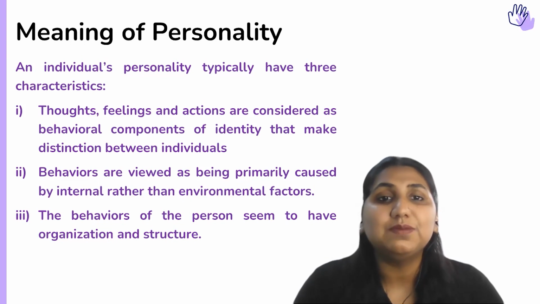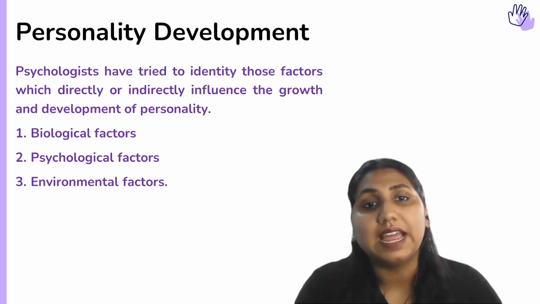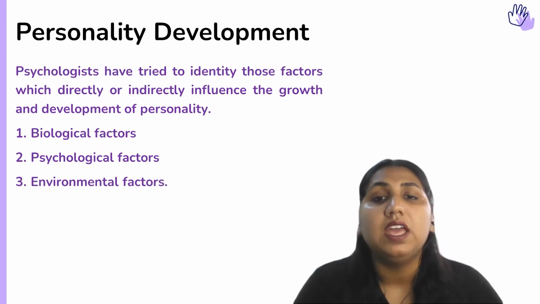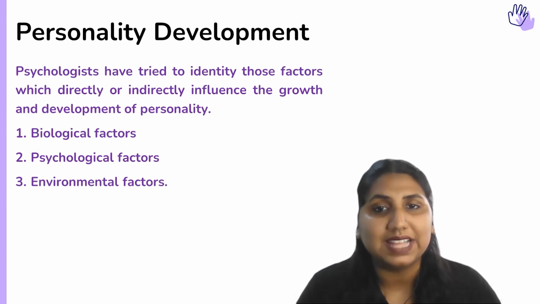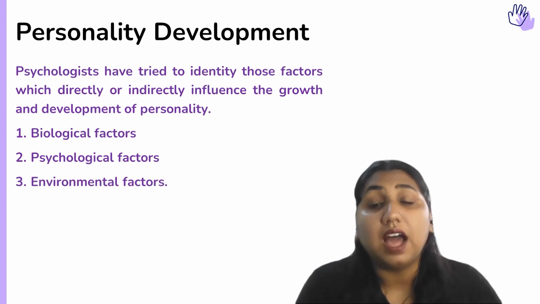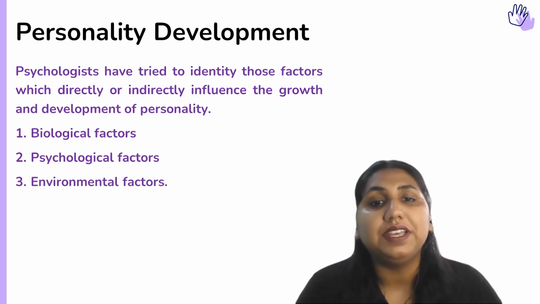All right. So let's move ahead to the next element, which is personality development. Over the years, psychologists have tried to understand what leads to personality development and how it happens. This has been a great topic of interest even now for psychologists, because they have tried to identify the factors which either directly or indirectly influence the growth and development of personality. Even though there is a large number of factors which influence the development of personality, there are three main elements which have the major effect.